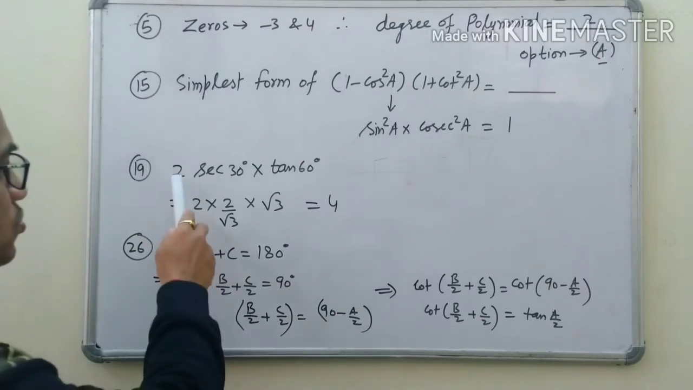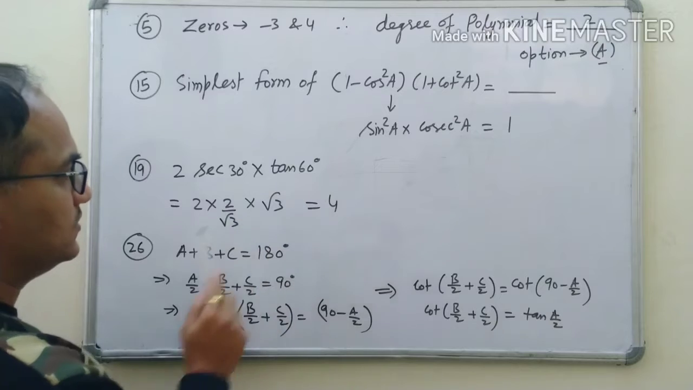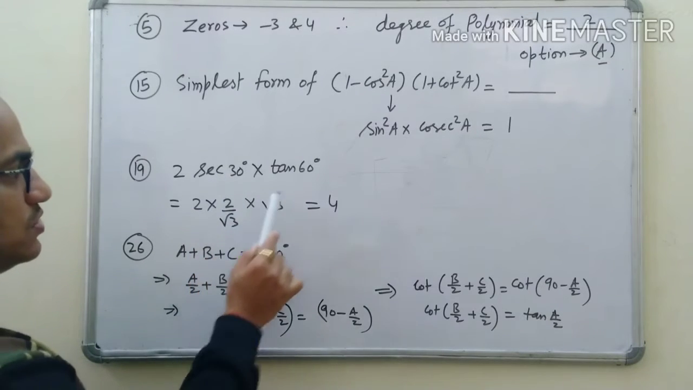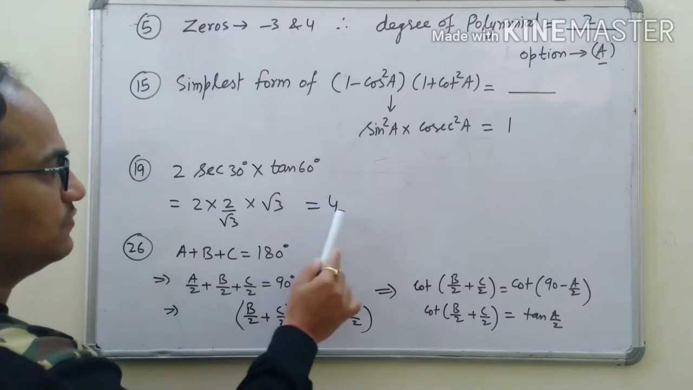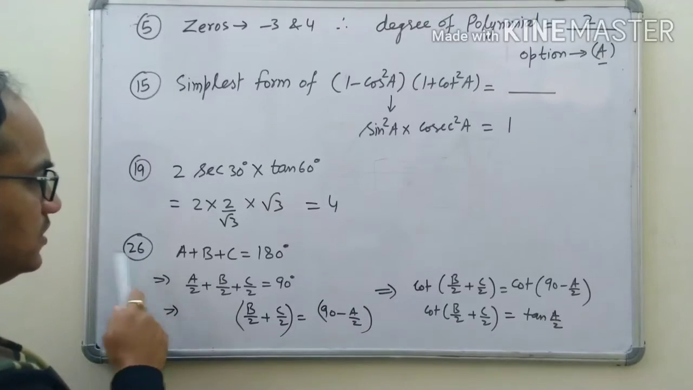19th question, it is given that 2 sec 30 and tan 60 degree. When we put the value, root 3 cancels and we get the answer 4.